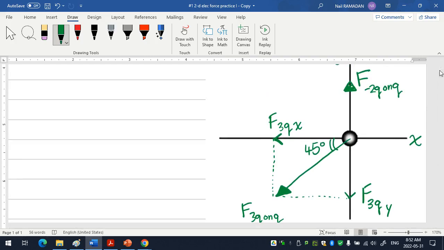Which direction should be positive, right or left? How many people say left? Yeah, why? Because the only force on the horizontal is the one on the left. So go ahead and just put a plus here.